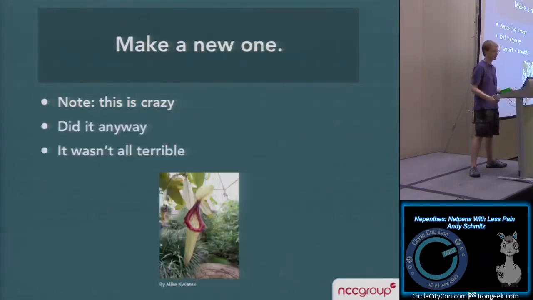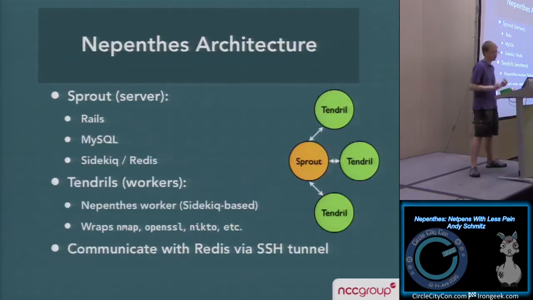But we decided to do it anyway. It was not all terrible. Named it Nepenthes. Nepenthes is a carnivorous plant. Got a picture of one there. And if you sort of squint at the name, it looks a little bit like NetPen, so figured we'd go for it. There's sort of a simple architecture for Nepenthes.